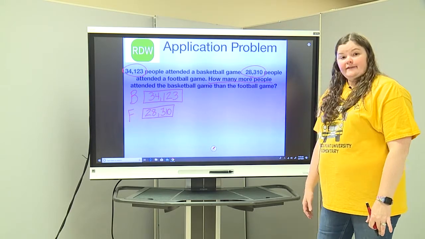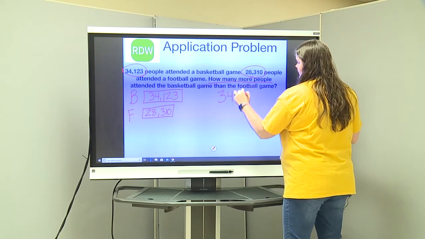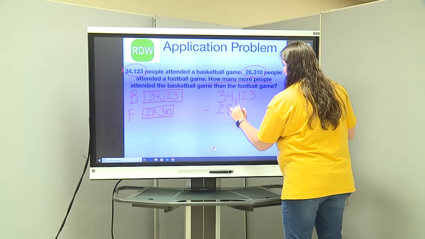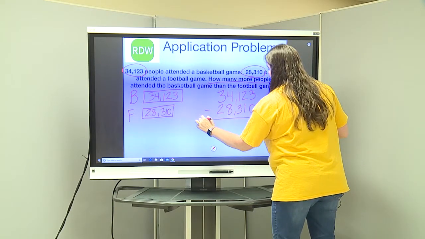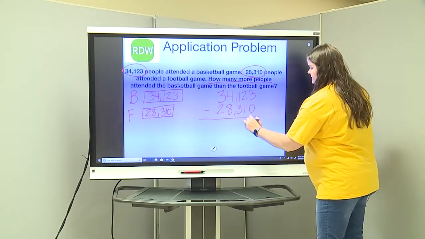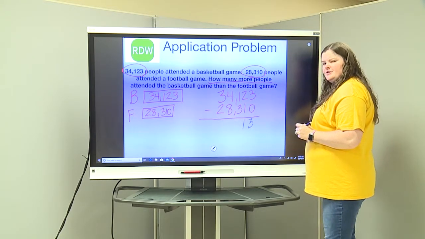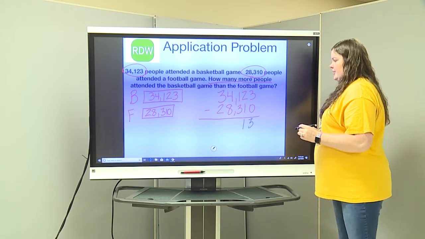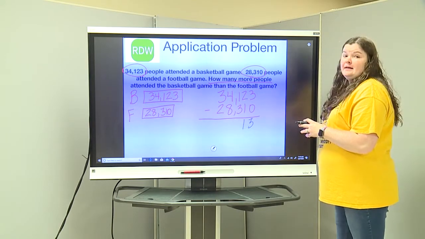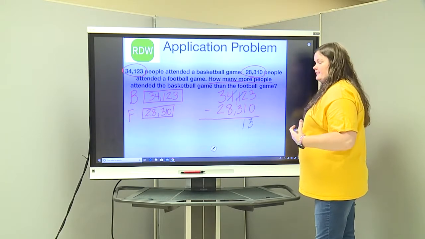All right, now all we have left to do is to subtract. So we have 34,123 minus 28,310. All right, let's start in that ones place. 3 minus 0 leaves me 3. 2 minus 1 leaves me 1. Now look at those hundreds. 1 minus 3. Well, if I only have 1, can I take away 3? I surely cannot. So I need to regroup, and I need to take something from that 4.